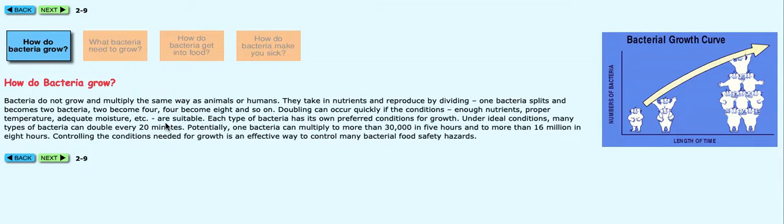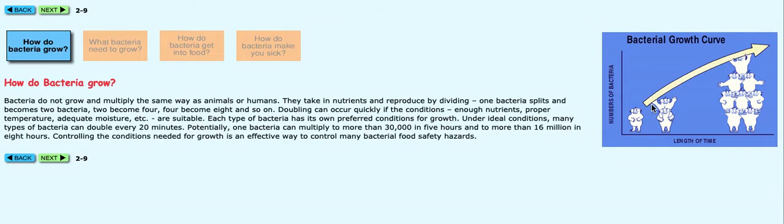Each type of bacteria has its own preferred conditions for growth. Under ideal conditions, many types of bacteria can double every 20 minutes. Potentially, one bacteria can multiply to more than 30,000 in 5 hours and to more than 16 million in 8 hours. Controlling the conditions needed for growth is an effective way to control many bacterial food safety hazards. Here is a bacterial growth curve.